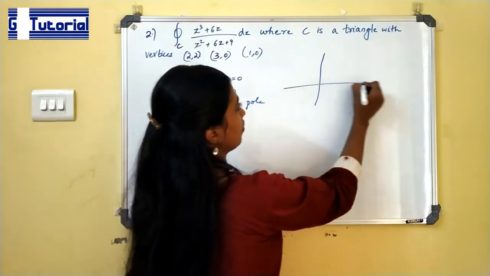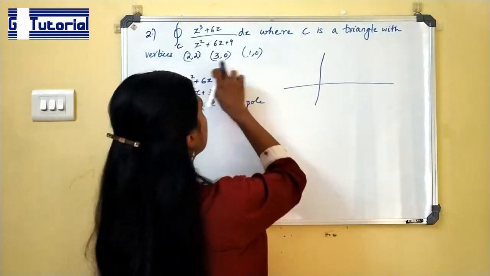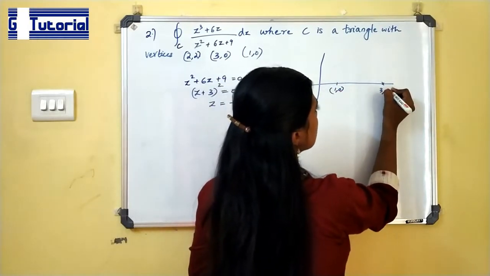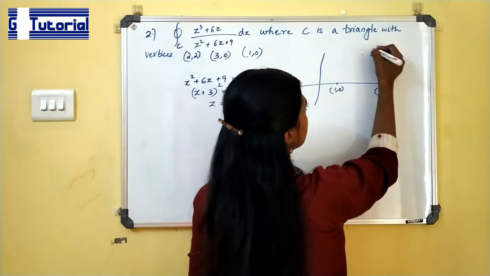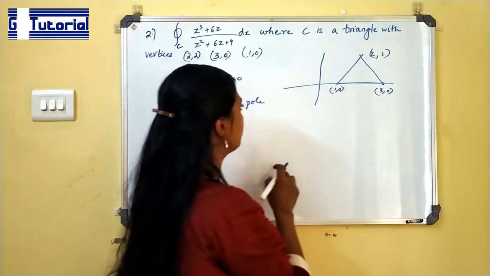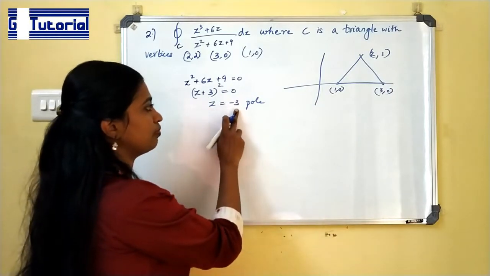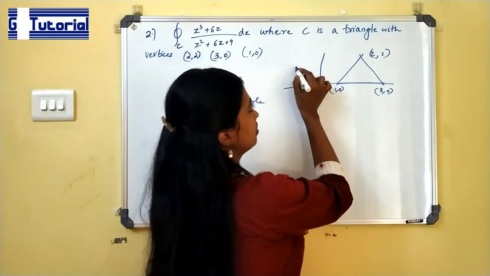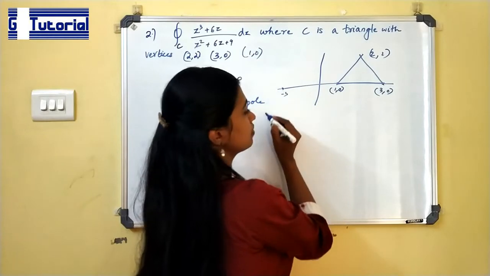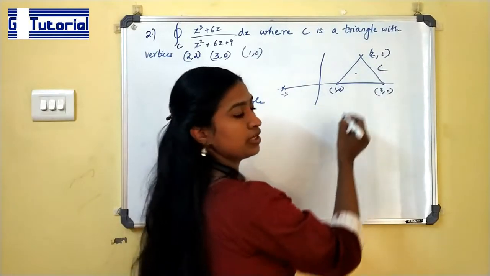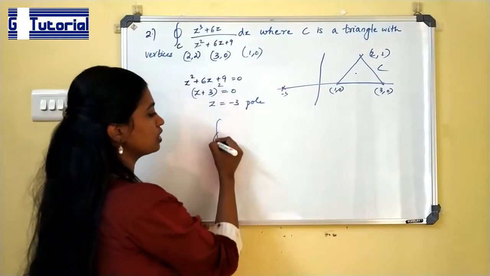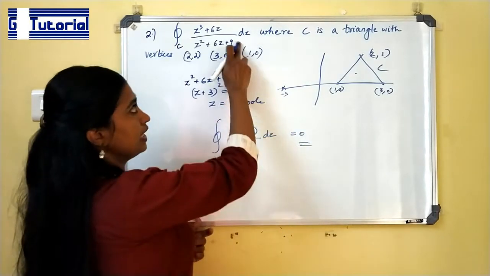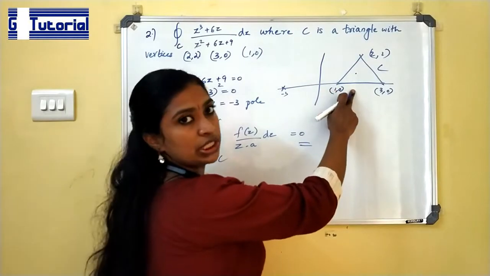Now we have to plot our curve C. We are given 3 points: 1, 0; 3, 0; and 2, 2. This is the region of integration. We have to plot the point z = -3 with respect to this curve. Z = -3 is here. The pole lies outside this closed curve C. So we have seen that the closed integral over C of f(z) by (z - a) dz equals 0. So the value of this integral is 0, since the pole lies outside the region of integration.